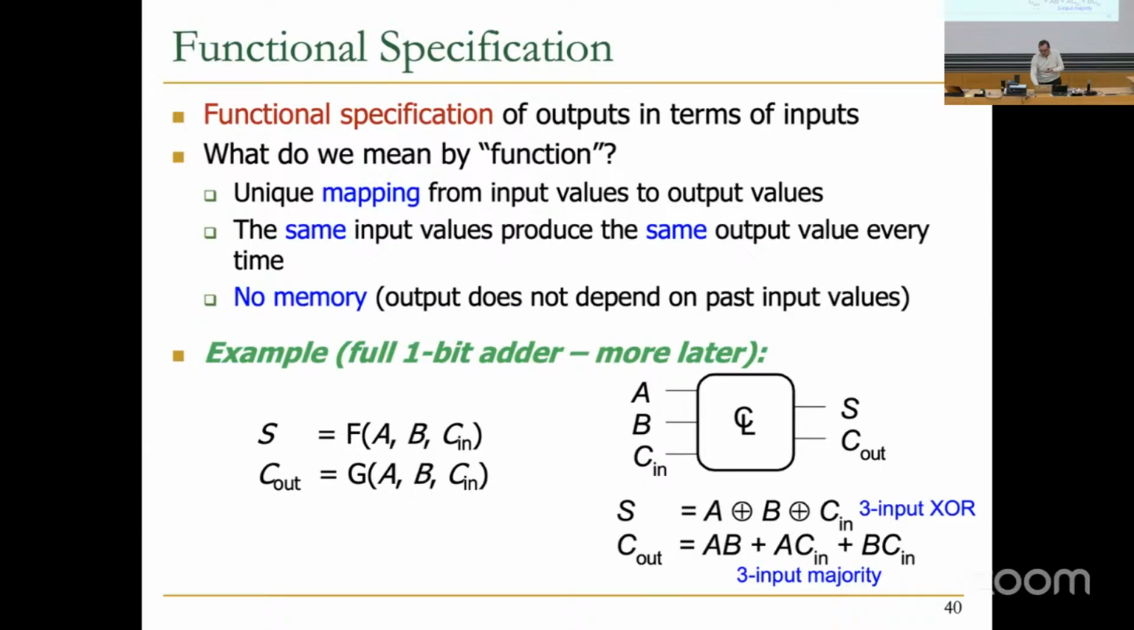And this is actually the functional specification. It turns out sum is A XOR B XOR C in, and carry is a three-input majority function, A and B, or A and C in, or B and C in. This is really the majority function of 2 out of 3 values, as you can think about. But you can also specify this as a truth table and optimize it, as we will see soon.